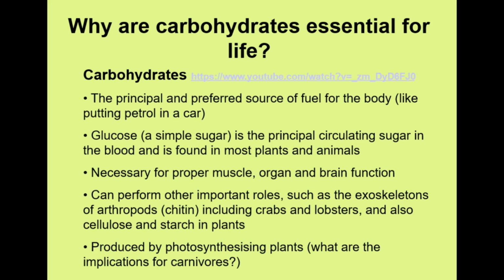So most of our carbohydrates then enter into food webs by photosynthesizing plants. Plants use the energy of the sun or light and carbon dioxide and water to photosynthesize and produce simple sugars like glucose that we mentioned just now. And from that, we get our carbohydrates entering into the food web. So what are the implications for carnivores, which I've written there? Well, if you're a carnivore and you don't eat plants, so you're not able to get your carbohydrates directly from the plants, where are you going to get them from?